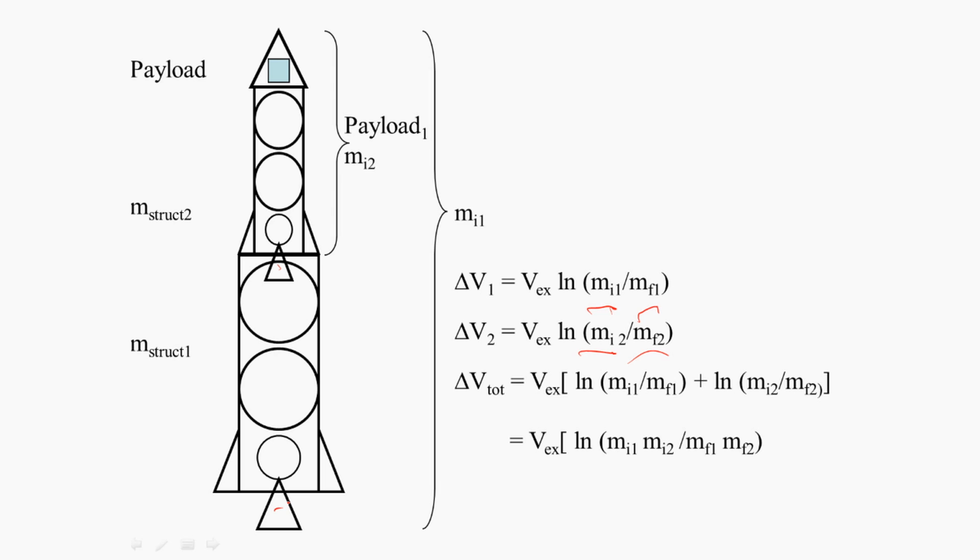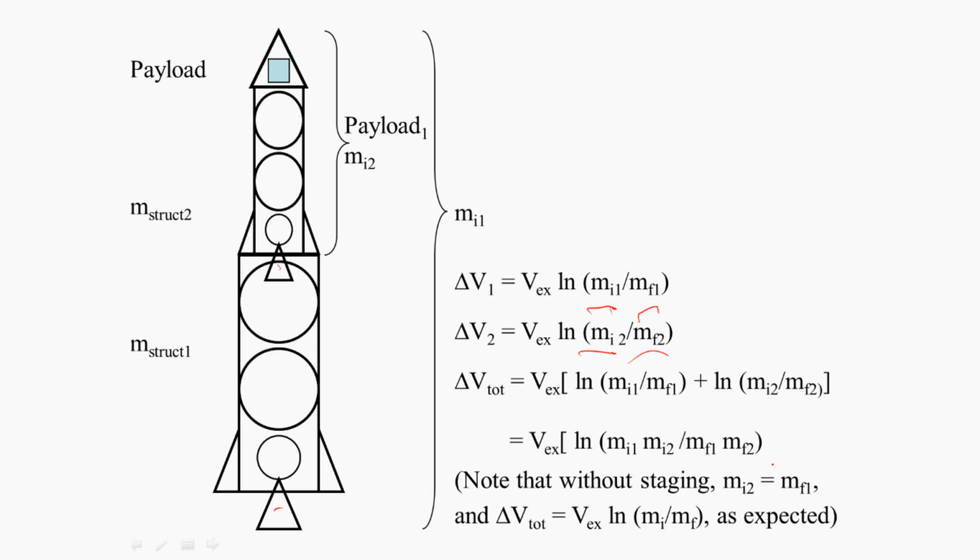So I'm not going to run through this in great detail, but remember that the sum of two logarithms is equal to the logarithm of the product of the two arguments, and we notice that the total velocity that we get is equal to the exhaust velocity times the natural log, and you can see it's the initial masses of the first and second stages and the initial divided by the final masses of the first and second stages.